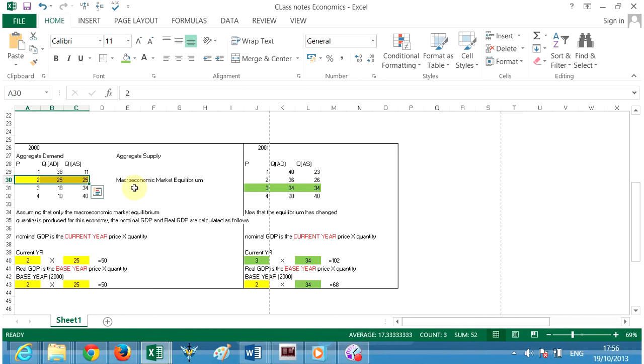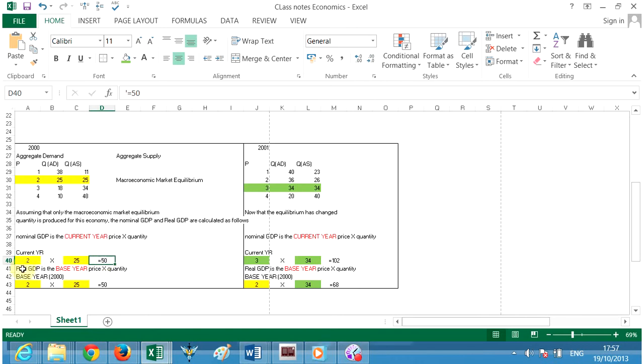Okay? So now, what is nominal GDP and real GDP? Assuming that only the macroeconomic market equilibrium quantity is produced for this economy, nominal GDP and real GDP are calculated as follows. Nominal GDP is the current year price times quantity. So the current year price in 2000 is 2 times 25, which is 50. This could be 50 trillion. In this example, just say 50. The units are just for an imaginary country, so just for now, say 50.